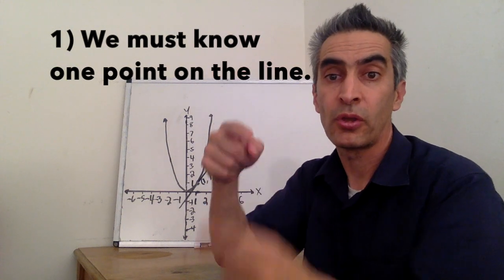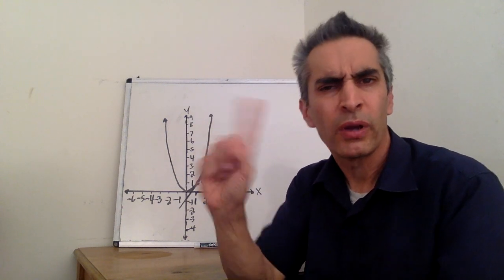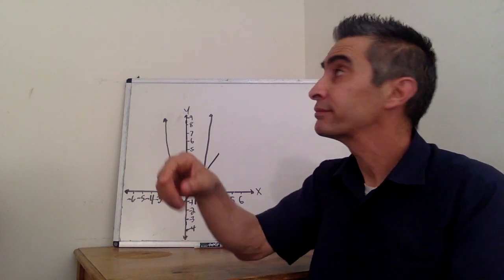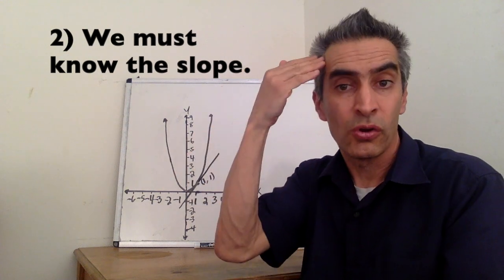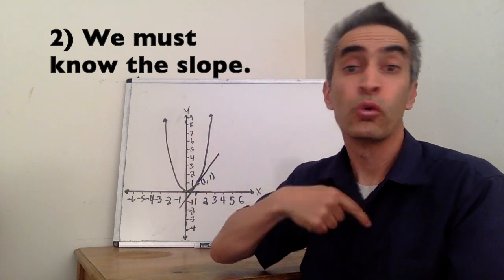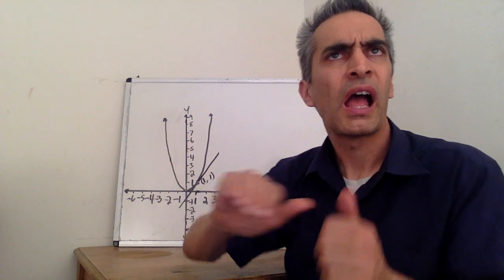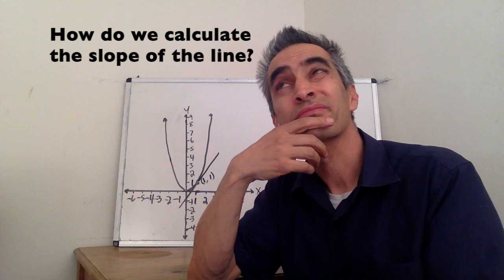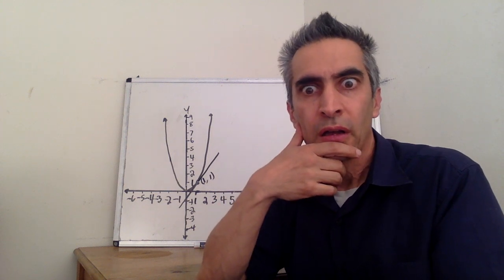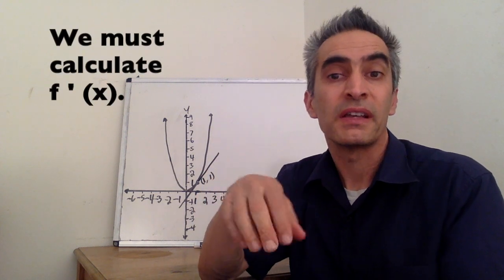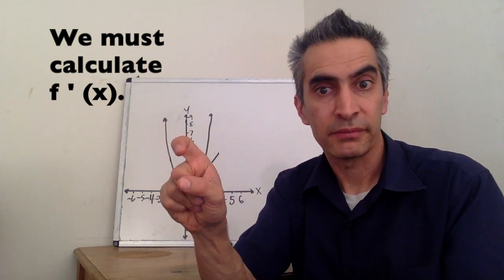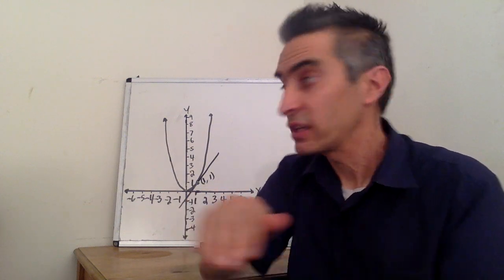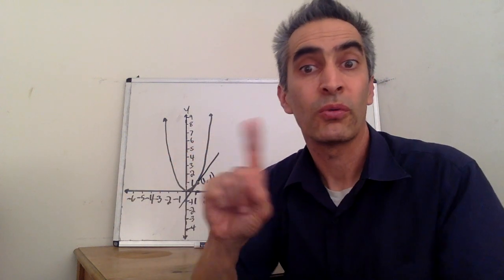You must know one point. Well, we know one point. Yeah, we do. It's 1, 1. We must know the slope. We don't know the slope of this line. How are we going to calculate the slope? Oh, I know. We must calculate f prime of x, because f prime of x allows us to calculate the slope at any point of the line.